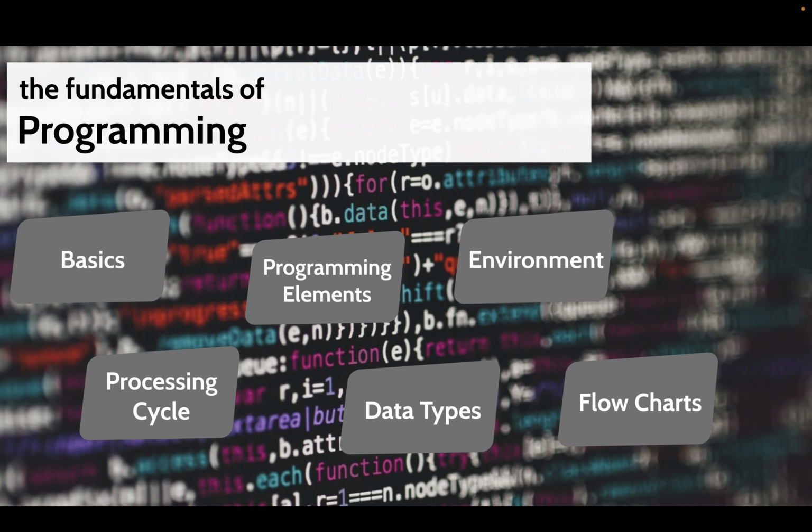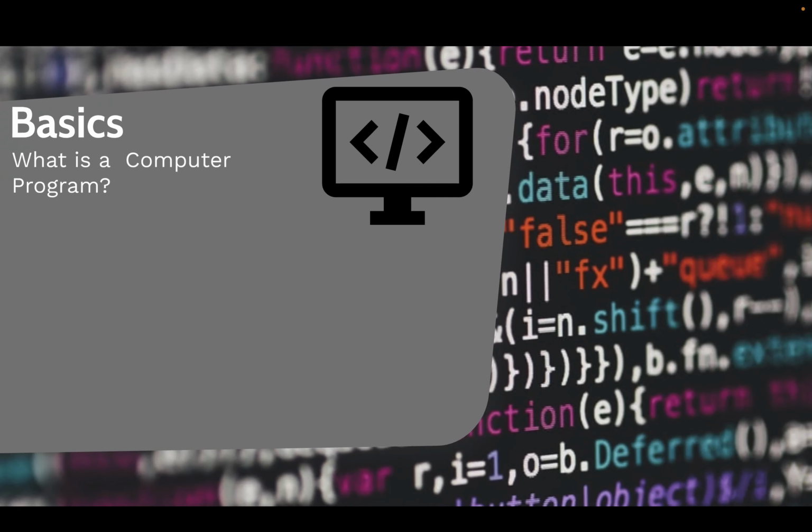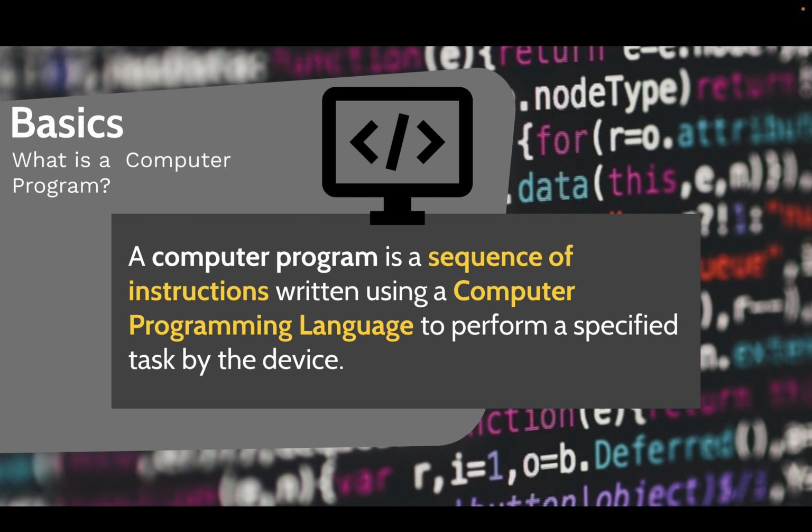So we're going to look at the fundamentals of programming. Let's start off with the basics. What is a computer program? Well, a computer program is a sequence of instructions or a block of instructions typically written utilizing some kind of computer programming language.